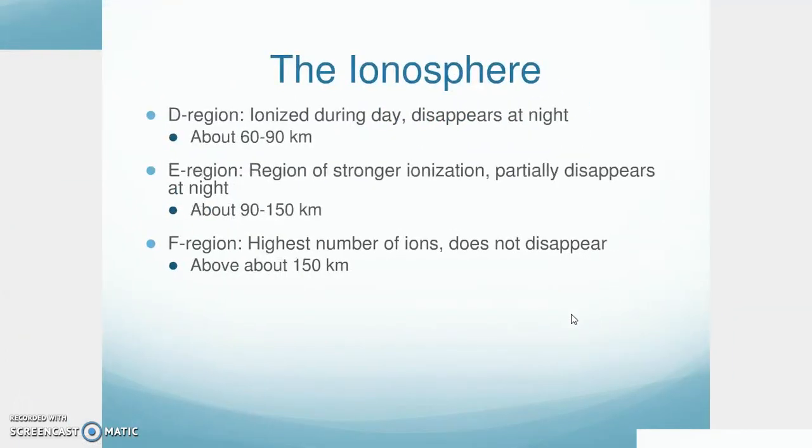There are three regions. The lowest region is the D region, the middle is the E region, and the top is the F region. Now, the difference between these three is that at night, the D region disappears because all those charged ions recombine, and then you don't have any ions anymore. The E region is much stronger and only partially disappears, does not disappear completely at night. And the F region, it doesn't disappear much at all. It's there day and night.